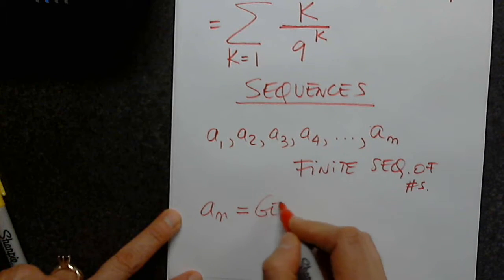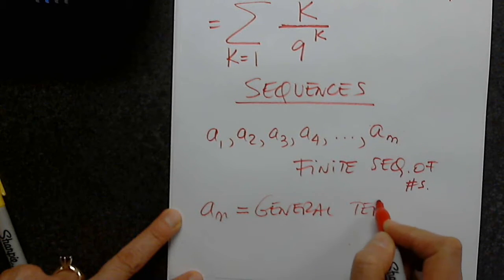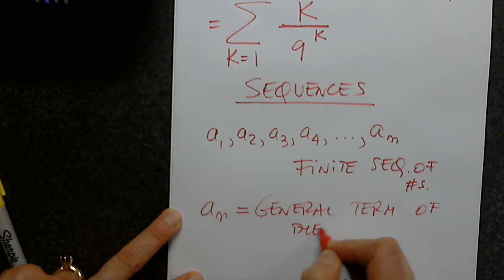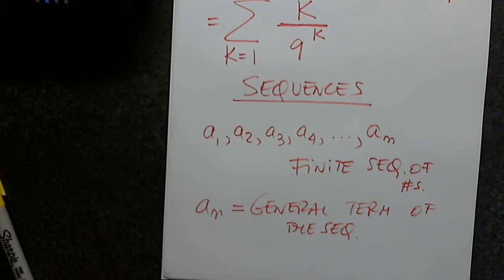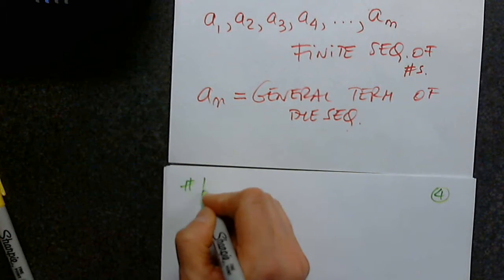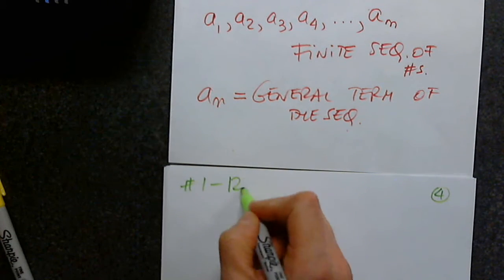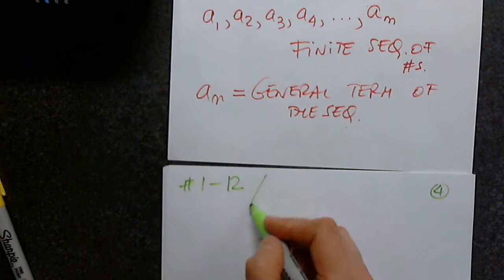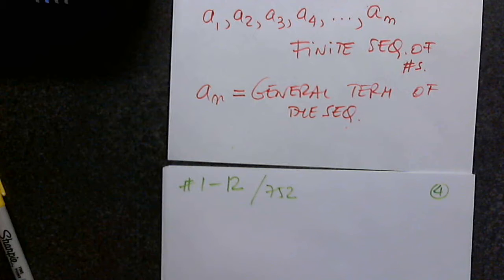Also, AN is called the general term of the sequence. A sequence can be given to us using the general term or a formula that we call a recursive procedure or formula. Let's stick with this for a moment and let's look at a few examples. Write the first 4 terms of each sequence. So we are looking at problems 1 through 12 on page 752.